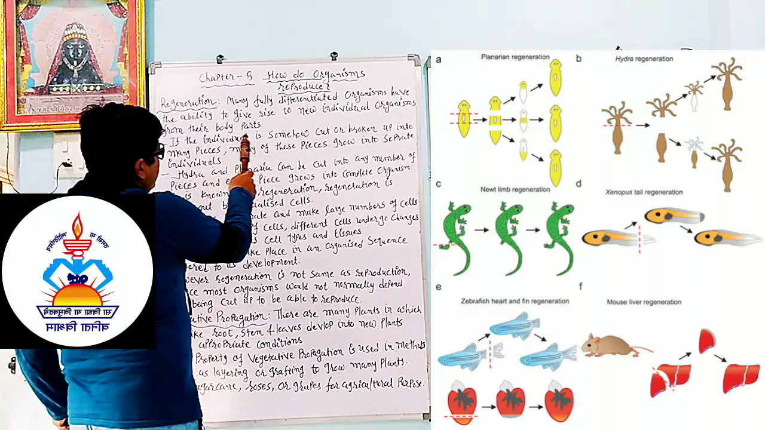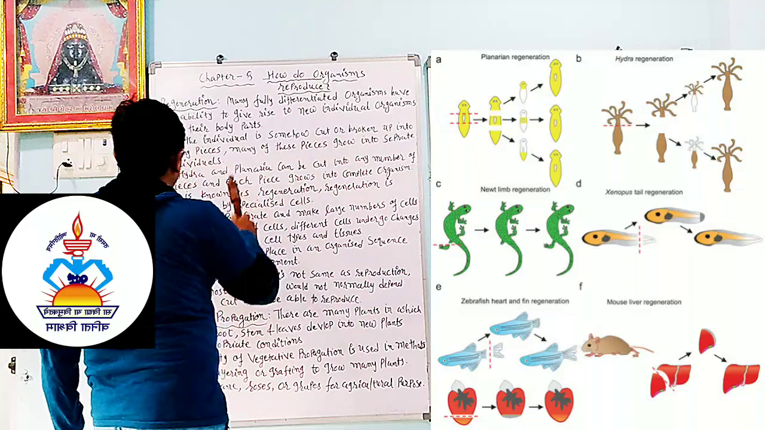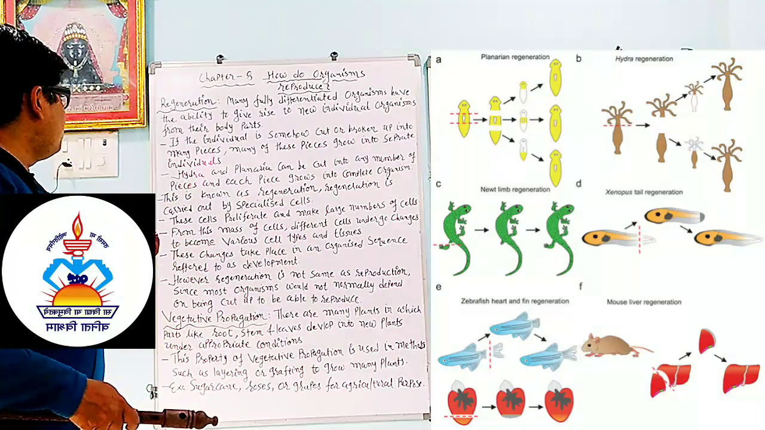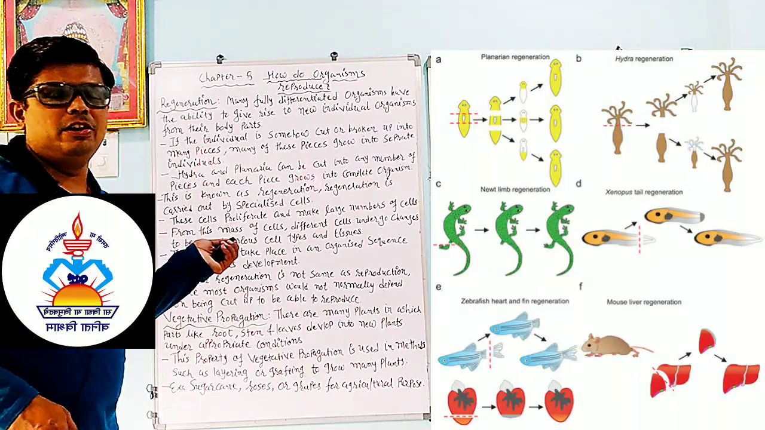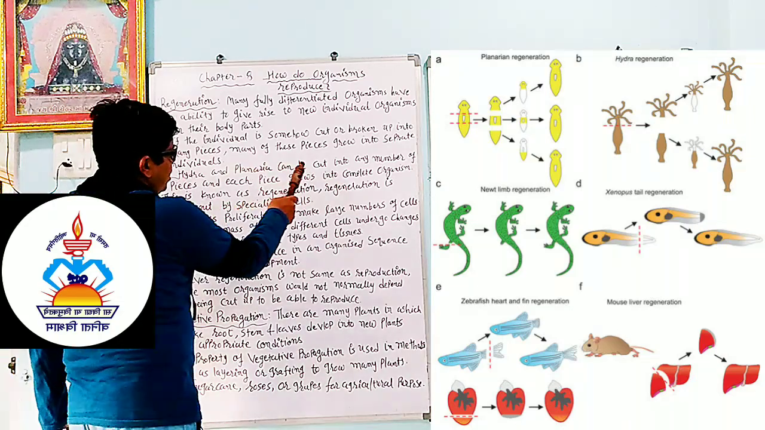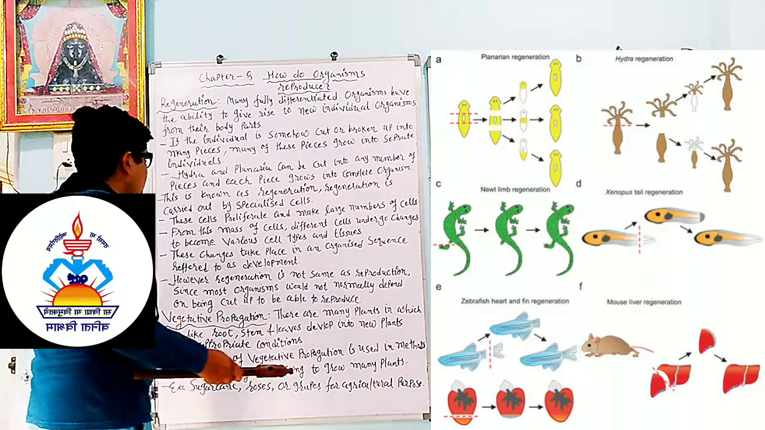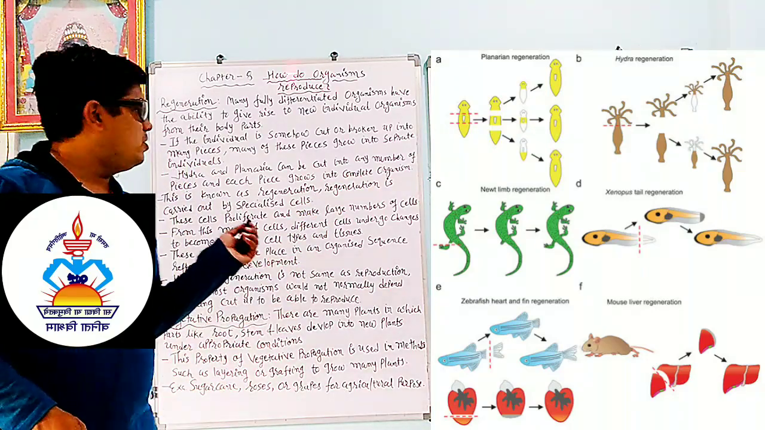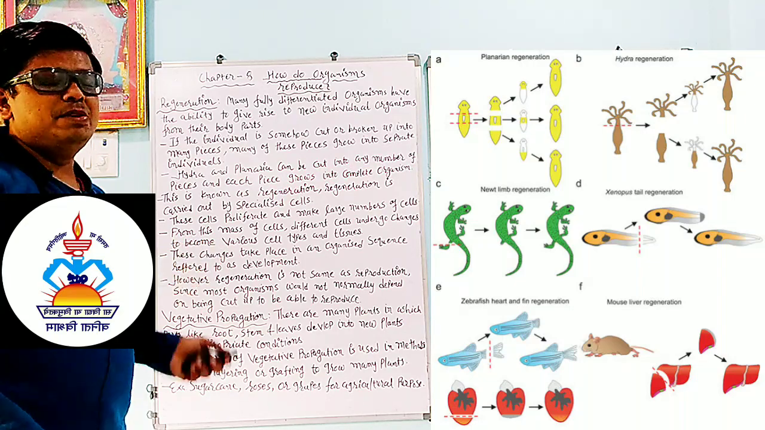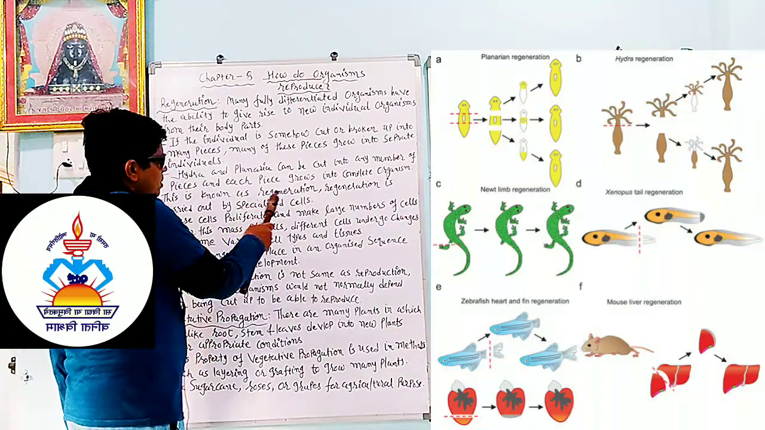If the individual is somehow cut or broken up into many pieces, many of these pieces grow into separate individuals. Hydra and planaria can be cut into any number of pieces, and each piece grows into a complete organism. The best examples are Hydra and planaria. Each piece grows into a new individual. This is known as regeneration.